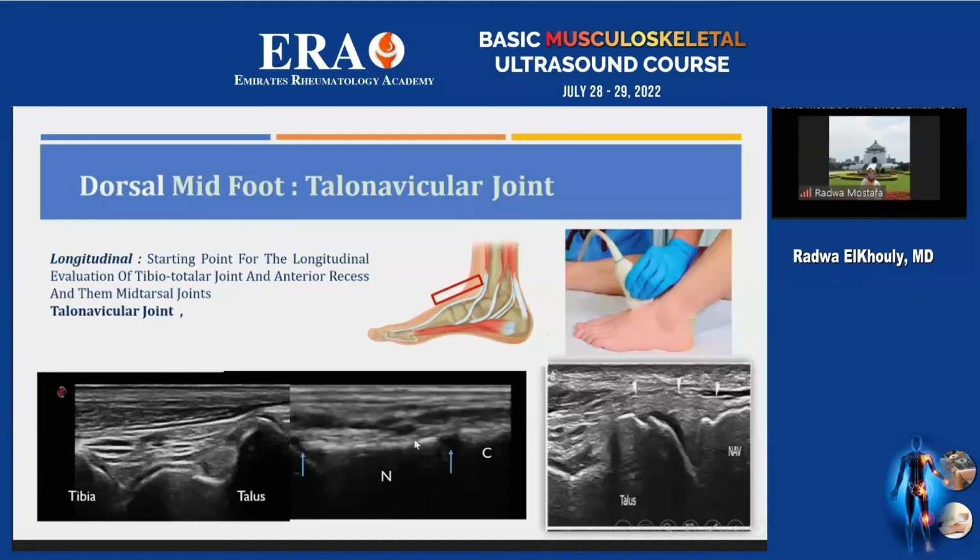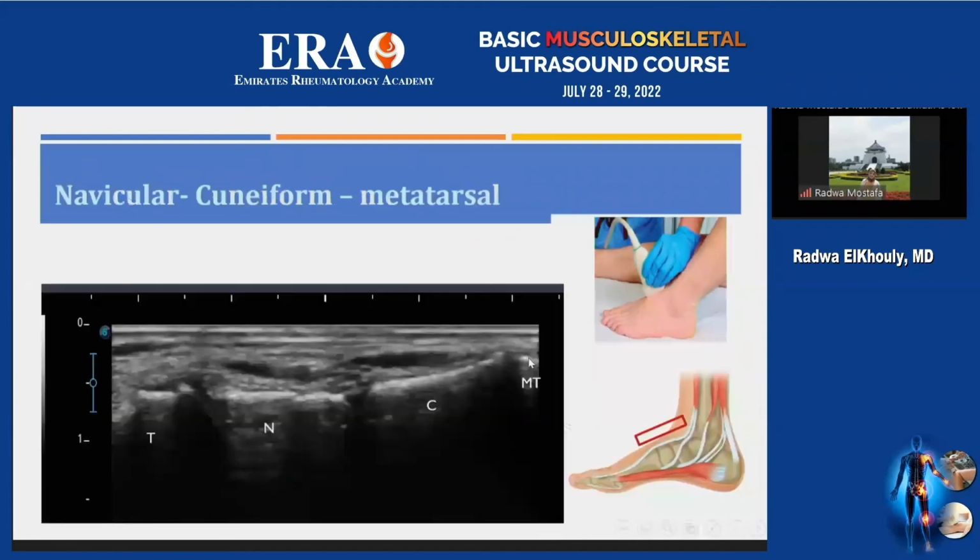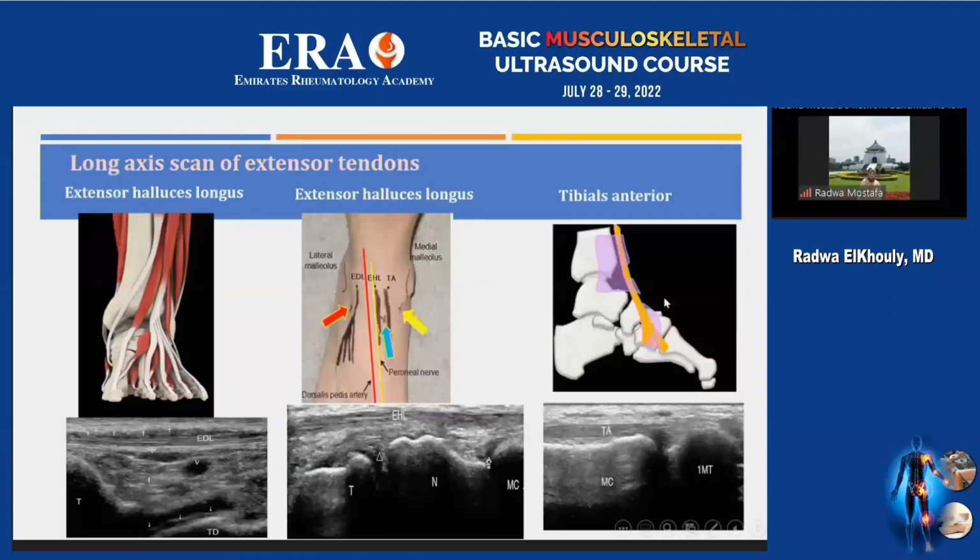Going from the navicular, we continue from proximal to distal: the medial, middle, and lateral cuneiform, and from the cuneiform we continue to the metatarsal bone. When we scan the midfoot joint, we have three tendons in the dorsal aspect, from medial to lateral.